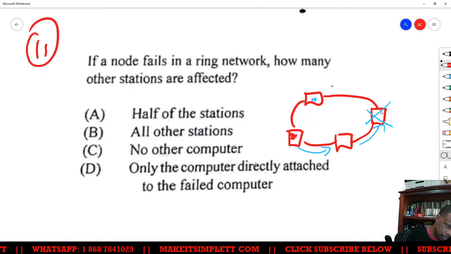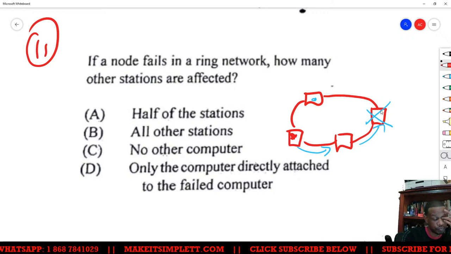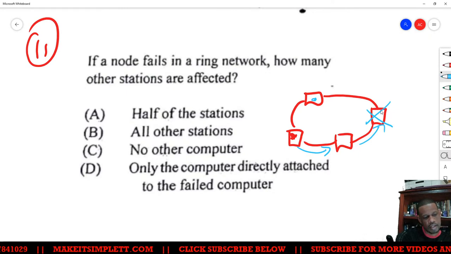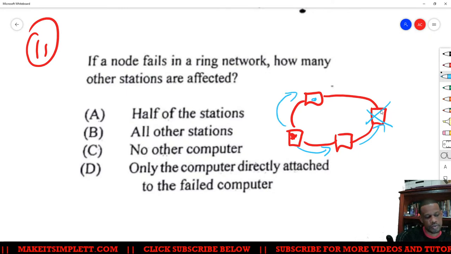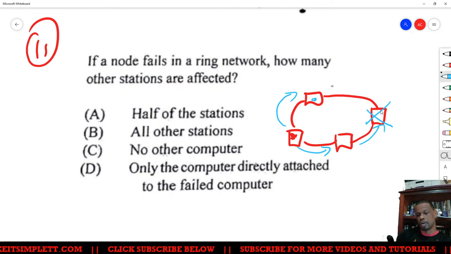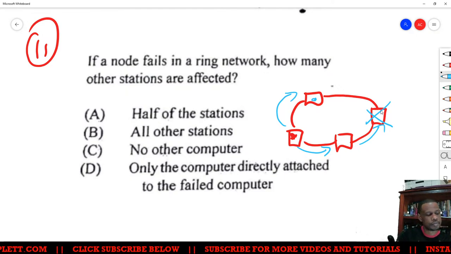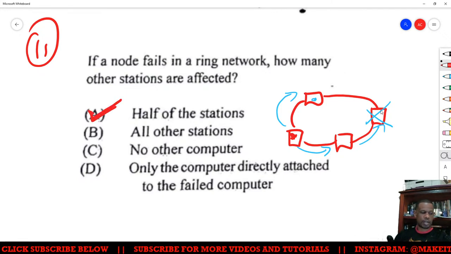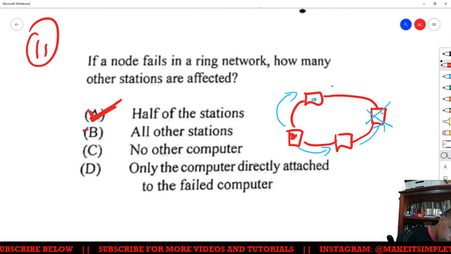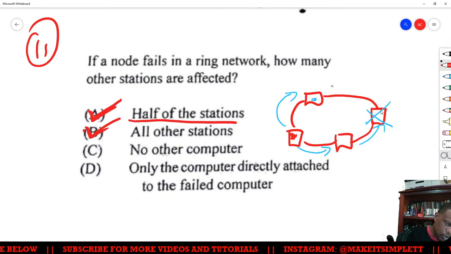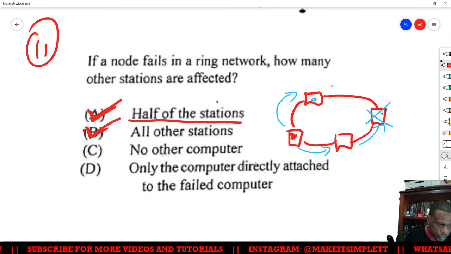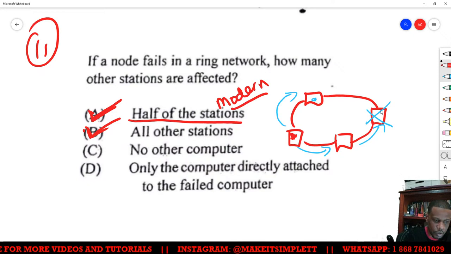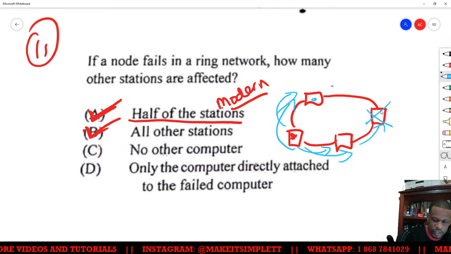Very interesting. Because if our ring network fails and you can't get the information to go from one side, it'll send it the other way. But not all ring networks have that redundancy built in. So we're thinking about the best case ring network, which is A or B. Modern ring networks have redundancy so that they could go either this way or that way if things don't work out.